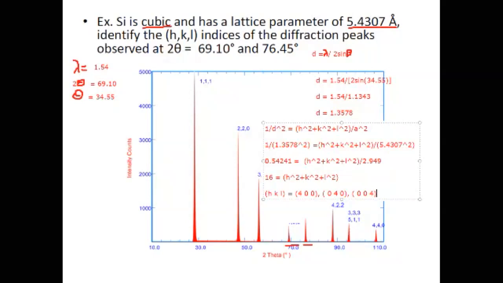So the 2 theta of 69.10 is this reflection plane, the 400, or they're all equivalent reflection planes. So that's what 69.10 is. Now let's do the 76.45. Let me put that up just for a moment so you can copy it down or whatnot.